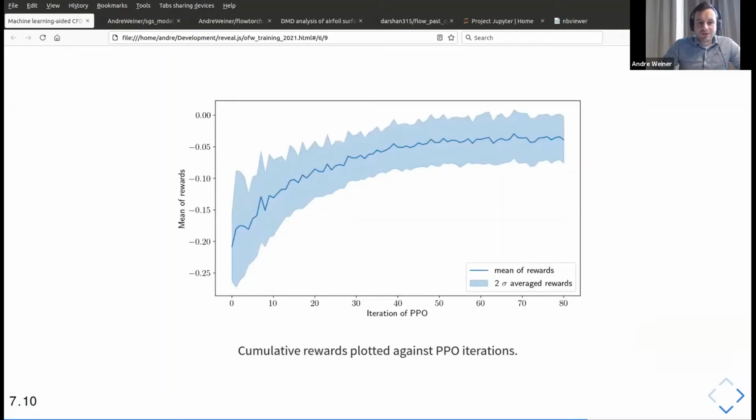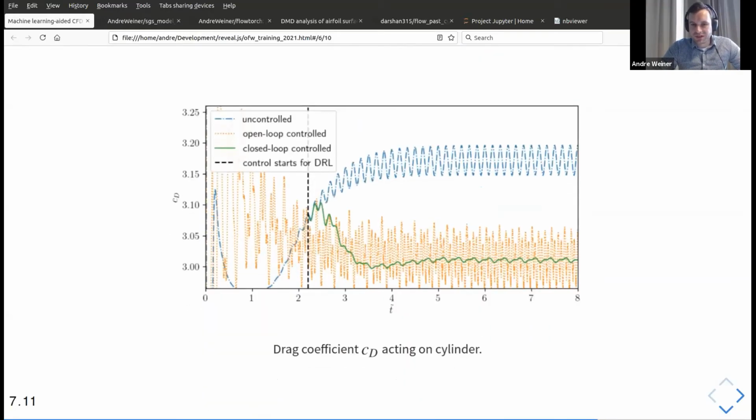All right, so this is how it looks if you run a couple of PPO iterations. Each iteration here comprises now, I don't know, 10 or 20 different simulations of our cylinder setup. And you see after about 50 to 60 iterations, the mean of the rewards stops changing. And we would consider this learning process as completed.